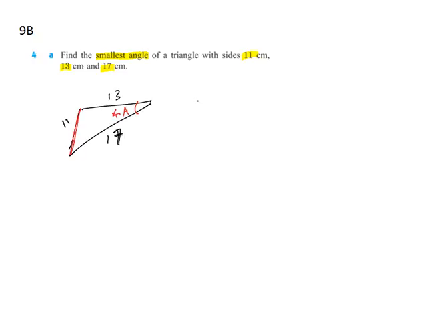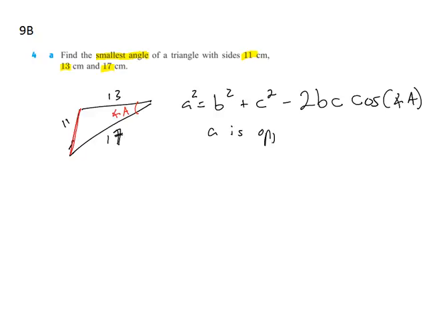Cosine rule is just like Pythagorean theorem, except for non-right angled triangles. It starts the same. It starts as a squared is equal to b squared plus c squared. And then you have a correction factor of minus 2bc cosine of angle A, or the angle opposite side A. So A is opposite to angle A.